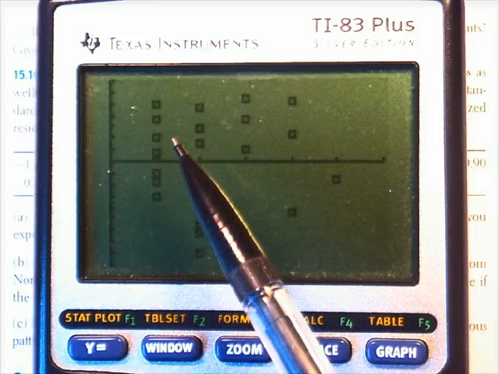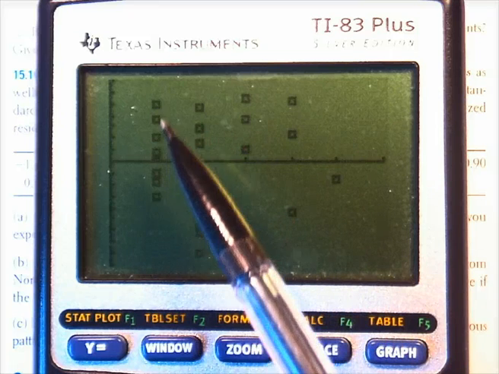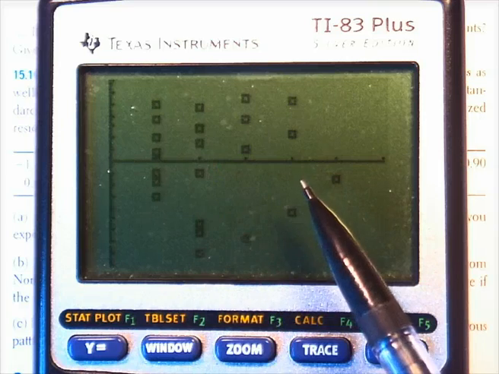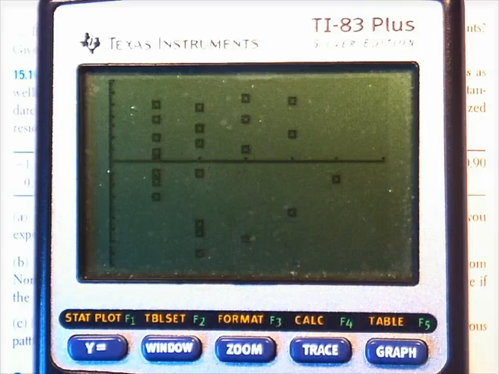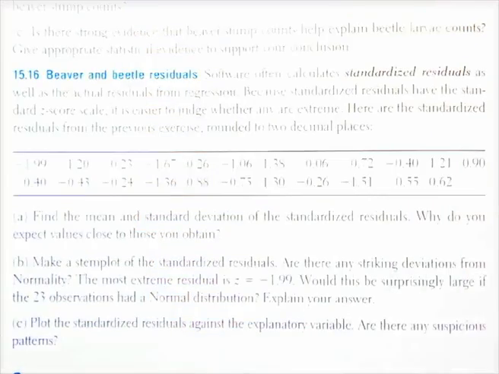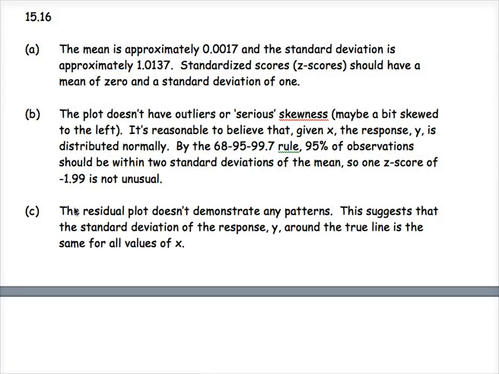So there are no patterns here. For every value of x, there are some residuals that are both positive and negative, so I don't see anything suspicious there. The way that I wrote about this then, the residual plot doesn't demonstrate any patterns, so it may be that the standard deviation of the response is the same for all values of x.